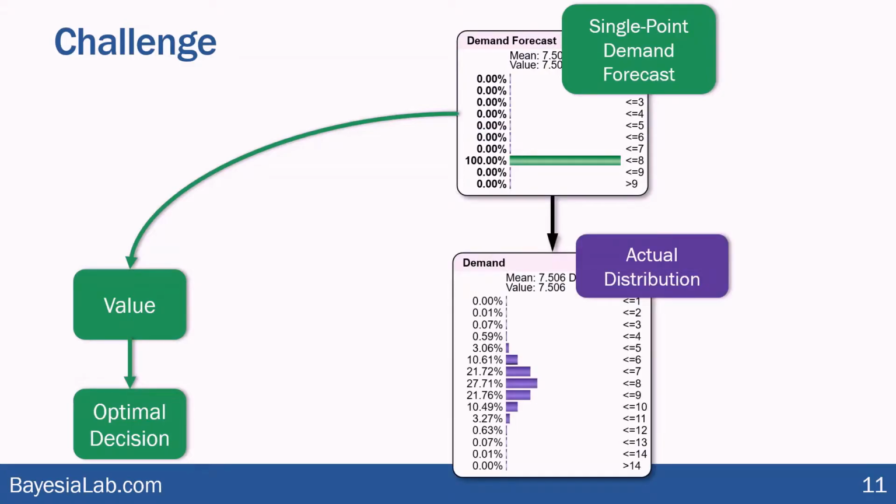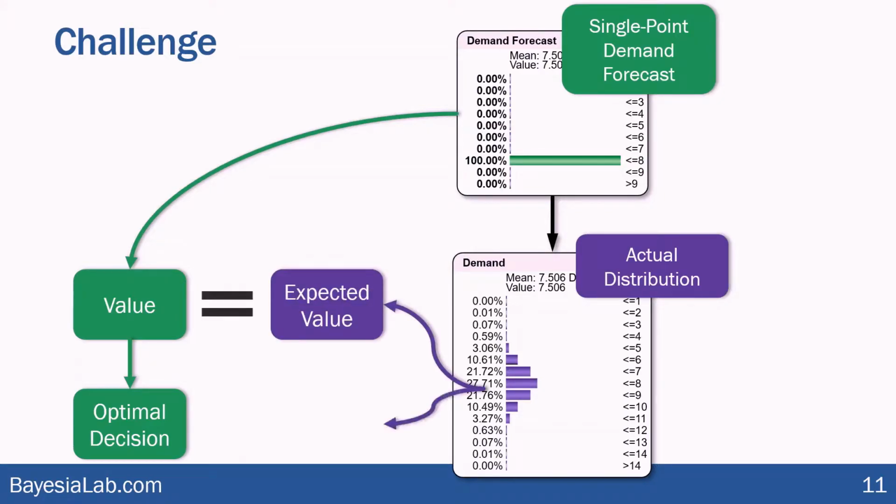But the reality looks more like this, that we have a distribution of daily sales, that not every day we sell exactly 8 units. So even though the distribution may have the exact same expected value as the single point forecast, the optimal decision for the distribution may not be the same. It may be quite different than for the single point value.